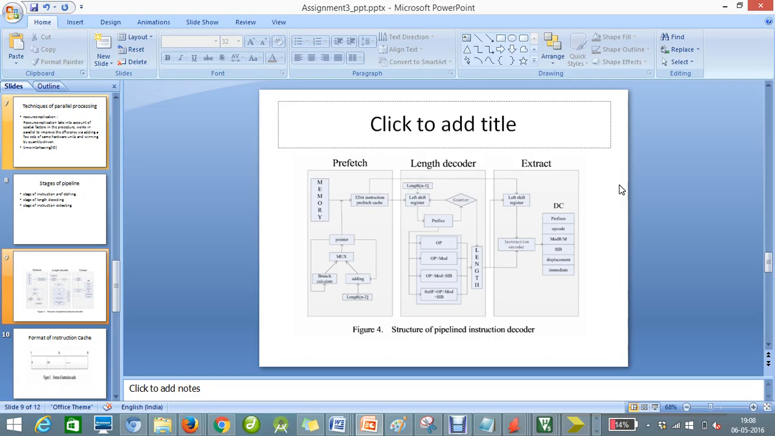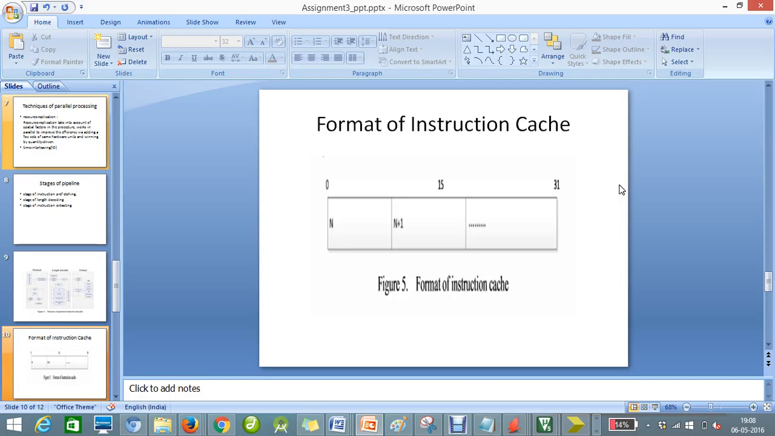The instruction decoder has, as I said, three pipeline stages, and can get the length of the instruction during the length decoding stage. The instruction cache should be twice the length of the x86 instruction cache. The longest instruction is 15 bytes, so the cache is set up as 2 times 16 bytes, that is 32 bytes. The structure of the instruction cache is shown in the figure. Here we have the format of the instruction cache.